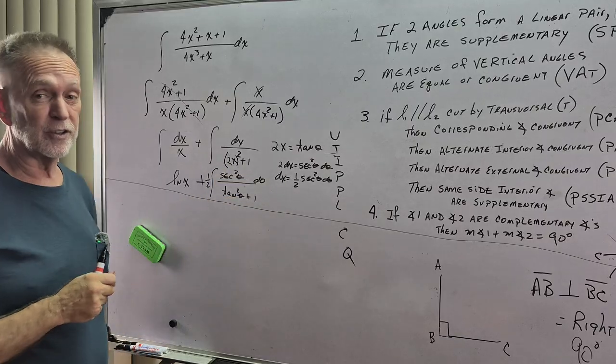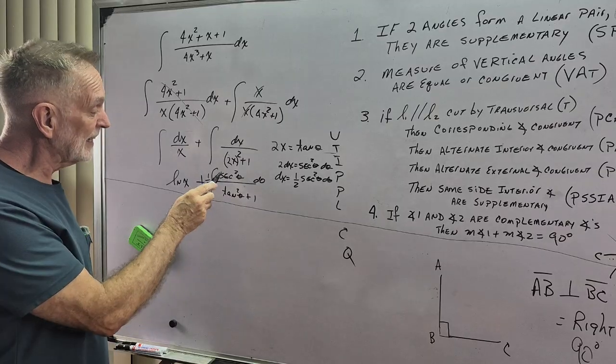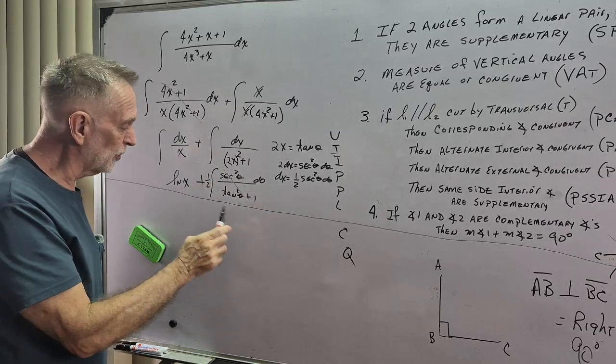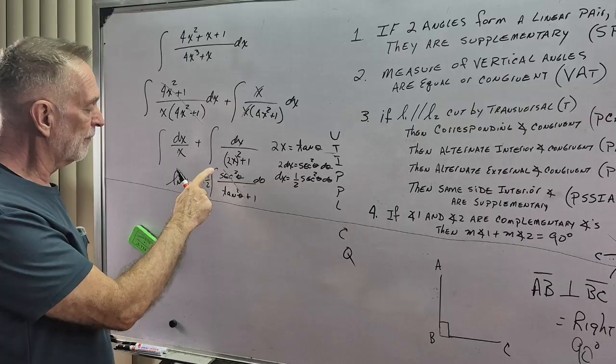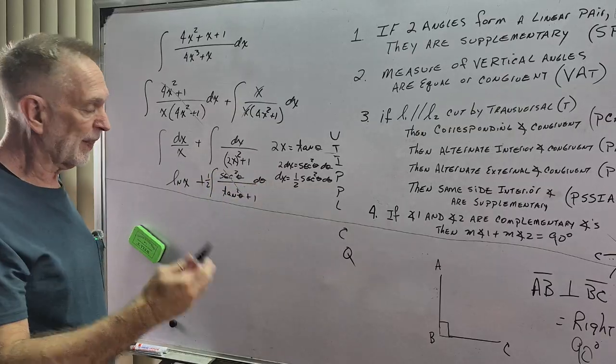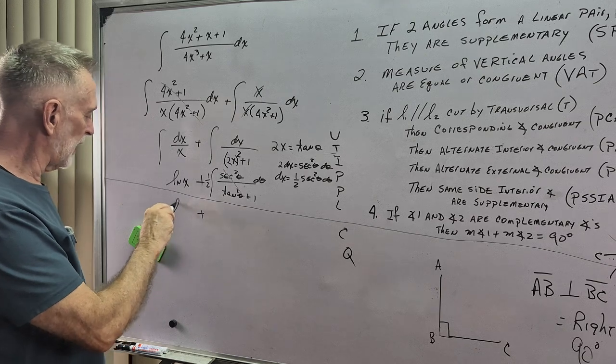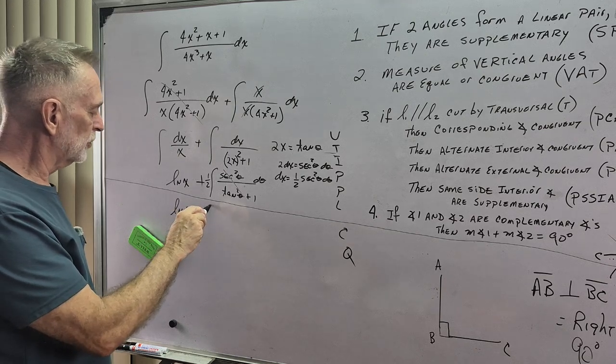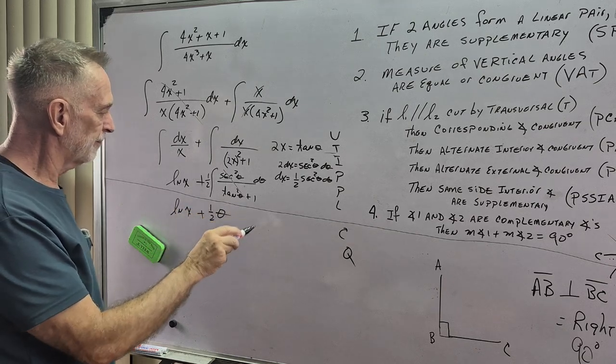Hey, what is tangent squared theta plus 1? Secant squared. So those cancel. I'm left with 1/2 the integral of d theta, which is what? Theta. So I have natural log x plus 1/2 theta.